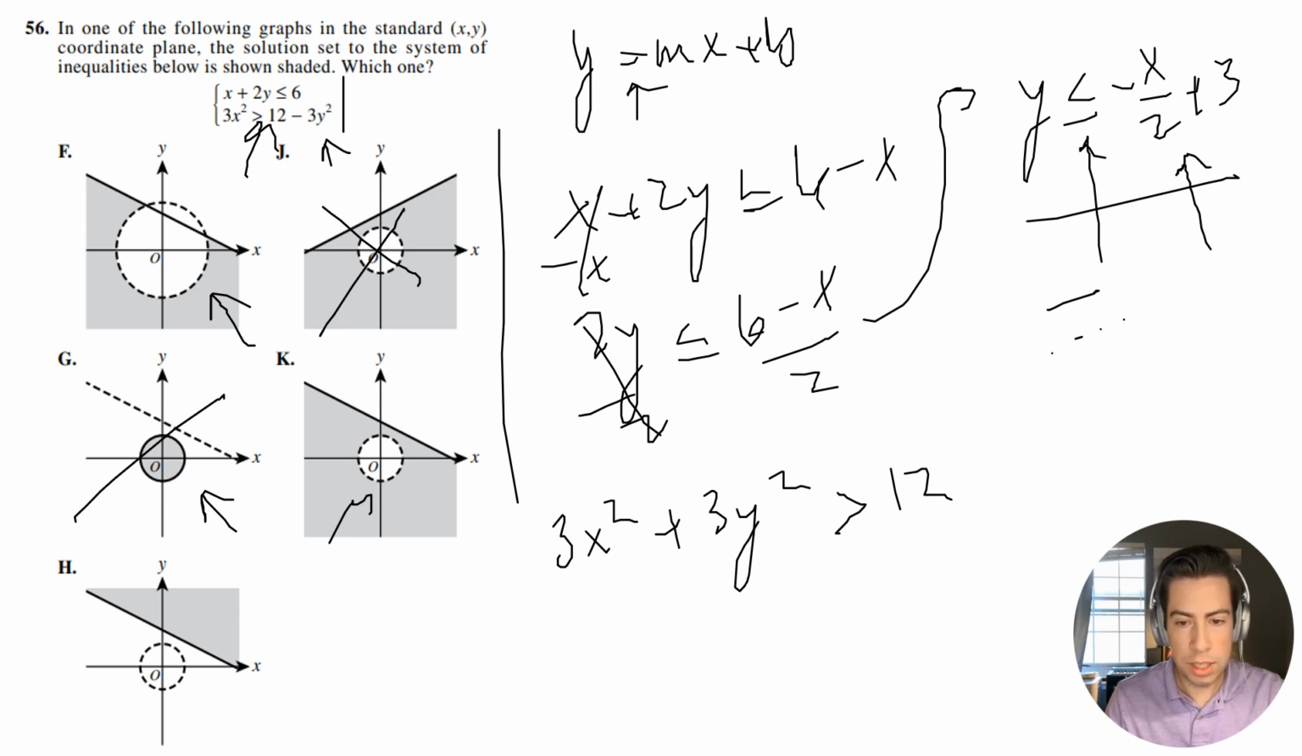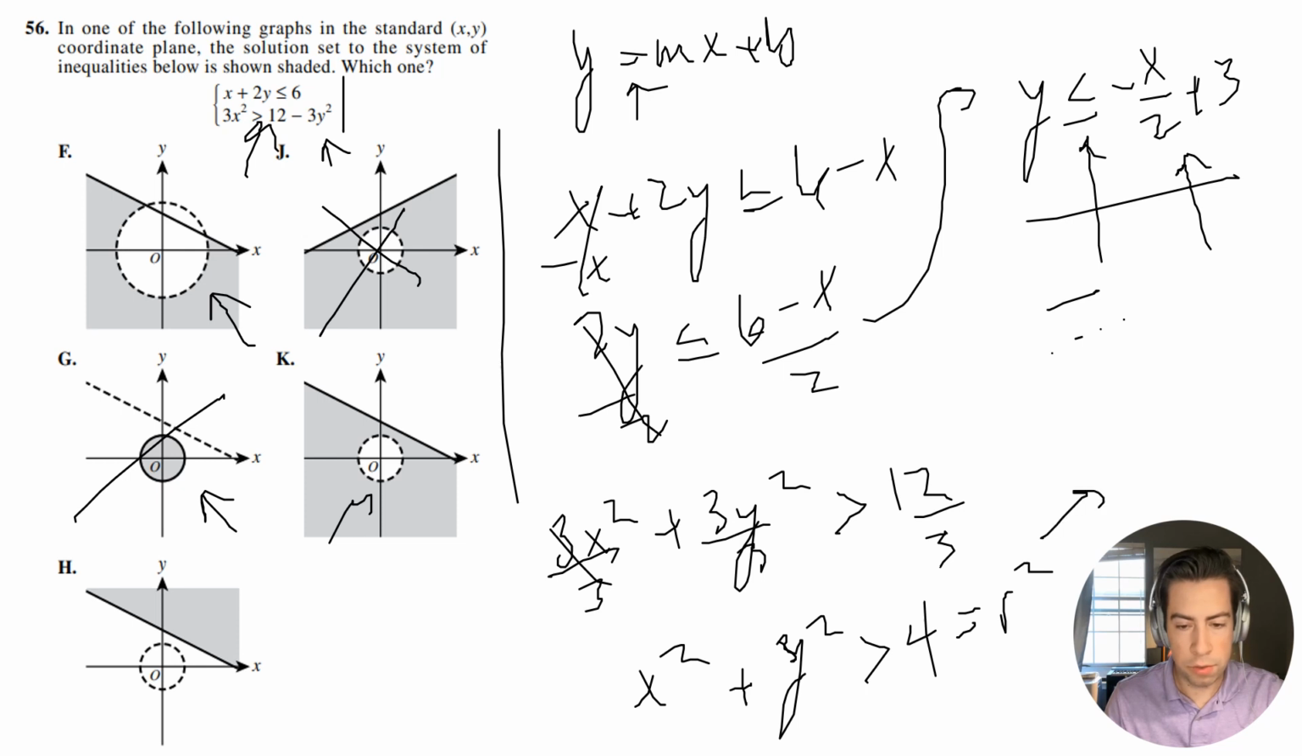Now the other thing that we need to keep in mind here is that if we divide both sides by 3, I'll divide this by 3, divide this by 3, I'm going to have x squared plus y squared is greater than 4, right? Now remember guys, this is equal to r squared, so that means that our radius equals 2. So if we start at the origin, I'm only going to go up to 2 points, right? Now we know that our y-intercept is 3. So 3 is greater than 2, so that means that our line should be above the circle. So it can't be this one, right?